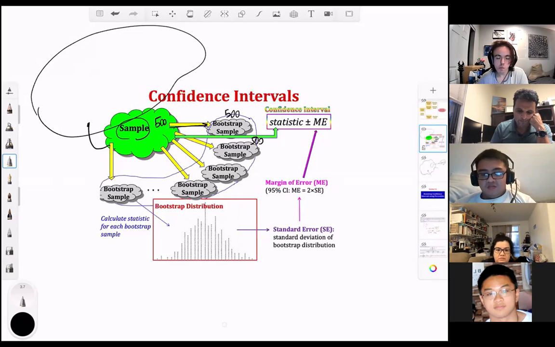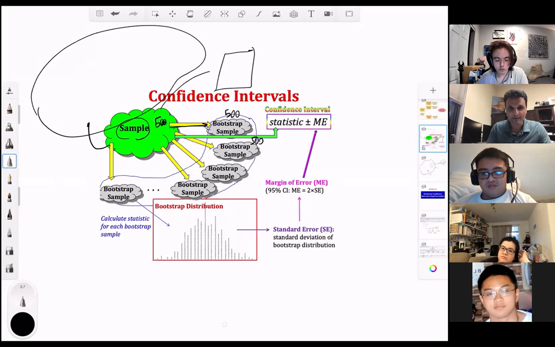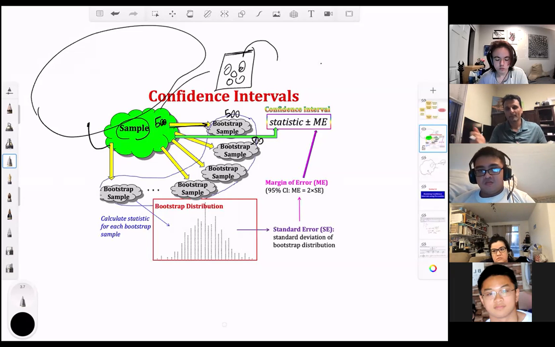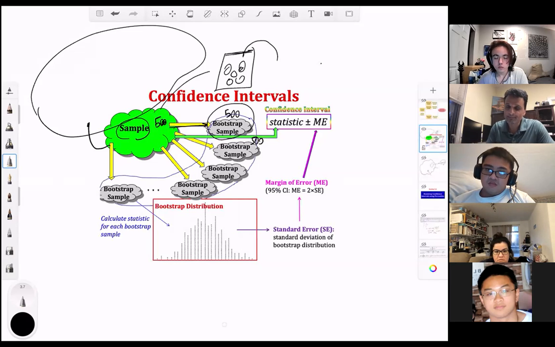So the idea is, if there are 5 people, we put them inside of the bag or hat. Without seeing them, we pick one, write down which one we picked, and put it back, and we pick another one. We do this for each Bootstrap sample, and we apply a statistic to each Bootstrap sample.